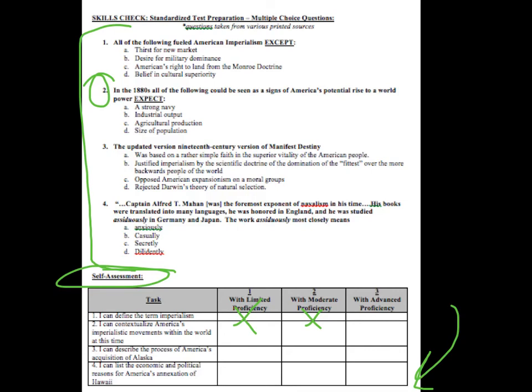You'd be able to define it with limited proficiency. Or if you understand the concept of imperialism and you can define it without a problem, then you're a 3. Obviously, the goal here is to get all 3s. Again, this will never be graded, but it's for you to see at the end of the video cast, have you really gotten the information?